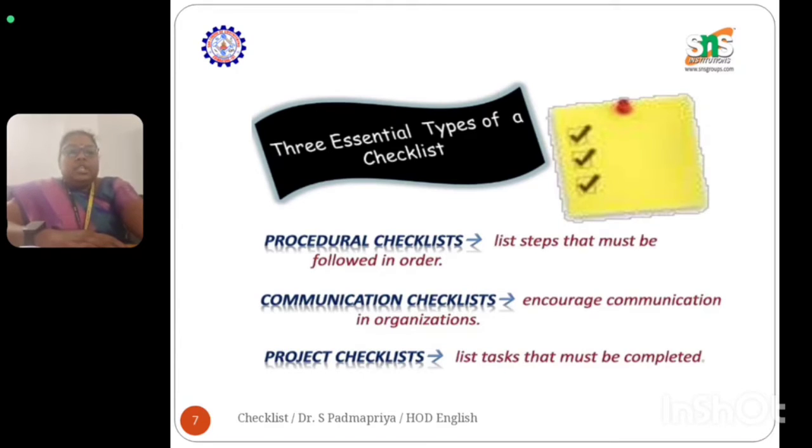The second one is the communication checklist. The communication checklist is nothing but it encourages communication in the organization, where you have a good rapport with your colleagues or teammates.